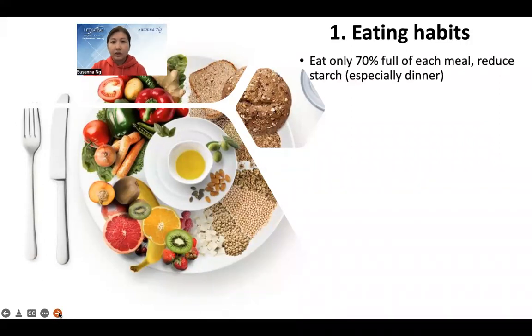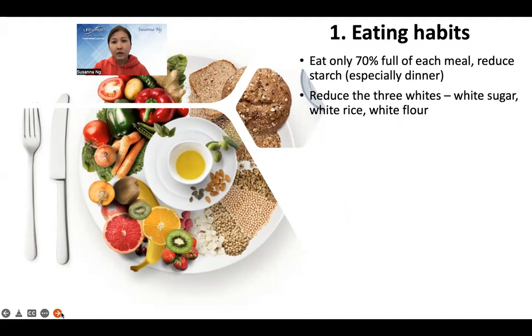Okay, first we need to reorganize our eating habits. We should eat only 70% full at each meal and reduce starches like carbohydrates, especially at dinner time. At dinner, I don't eat noodles or rice, and I mainly have soup and vegetables at night, with some meat of course. I absorb less carbohydrate at dinner, and reduce refined foods like white sugar, white rice, and white flour.